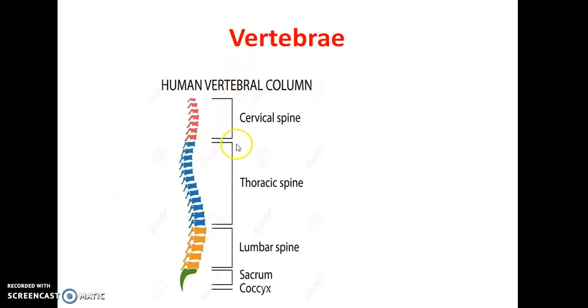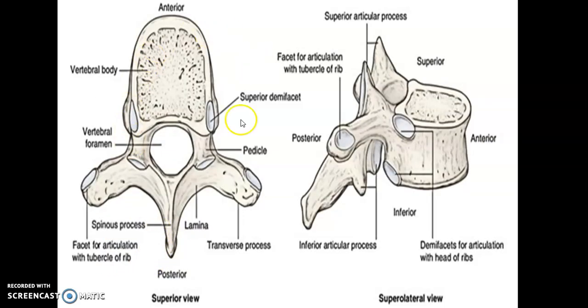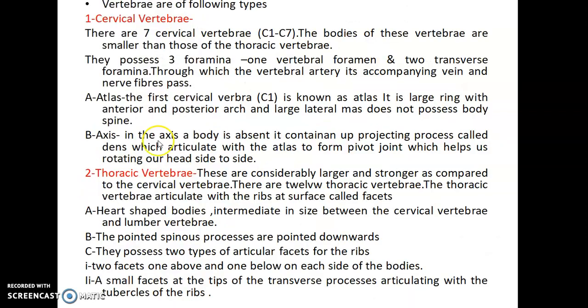Vertebrae: these are the cervical, thoracic, lumbar, sacrum and coccyx. These are the bones of our vertebral column. Vertebrae generally consist of 2 basic parts, the body and the neural arch. The neural arch of a typical vertebra possesses the following parts: 2 pedicles, 2 laminae, 2 transverse processes, 1 spinous process, 4 articular processes. These are the general structures of a single vertebra.